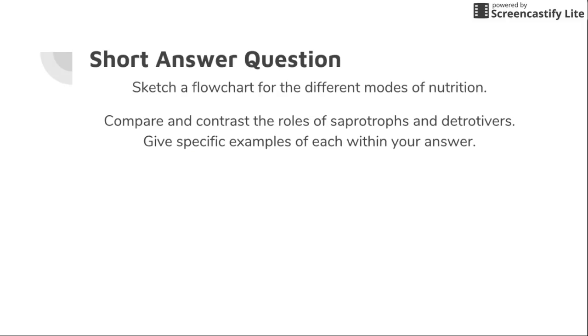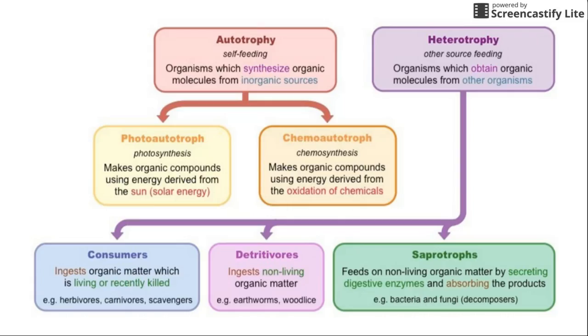Short answer questions. 1. Sketch a flowchart for the different modes of nutrition. 2. Compare and contrast the roles of saprotrophs and detritivores. Give specific examples of each within your answer.